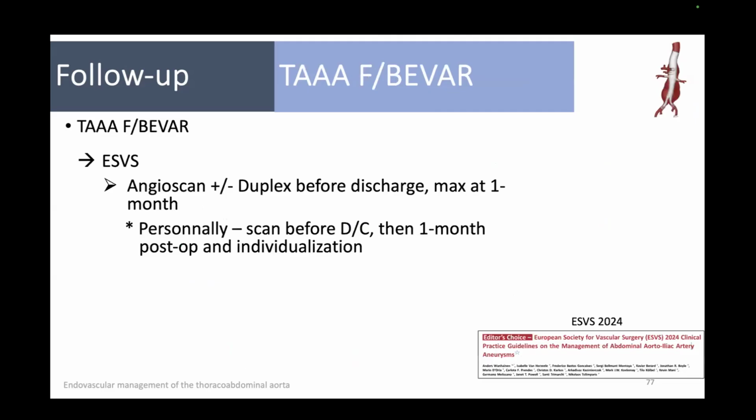For thoracoabdominal FB-EVARs, there's just one clear recommendation in the ESVS, but nothing that's completely widely used.